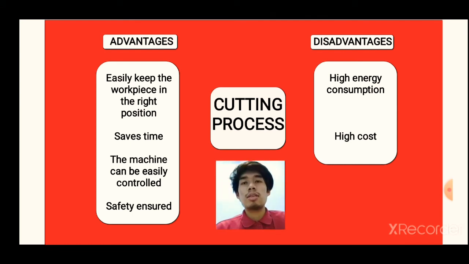Moving on to the disadvantages, the laser cutting machine consumes high energy. The power consumption and efficiency depend on the type of cutting that needs to be carried out and the nature of the laser, but normally laser cutting consumes high energy. Lastly, the disadvantage is that it requires high cost.